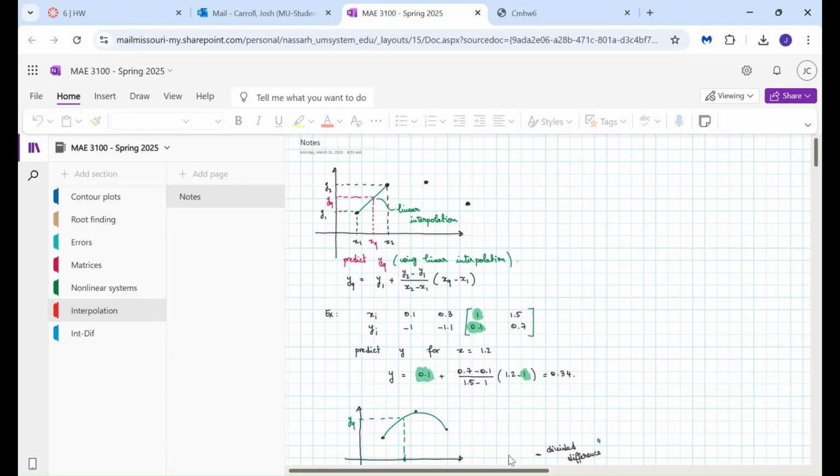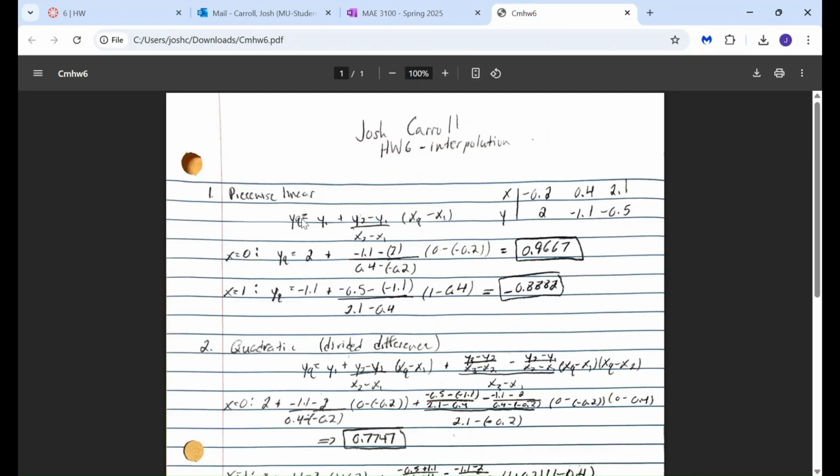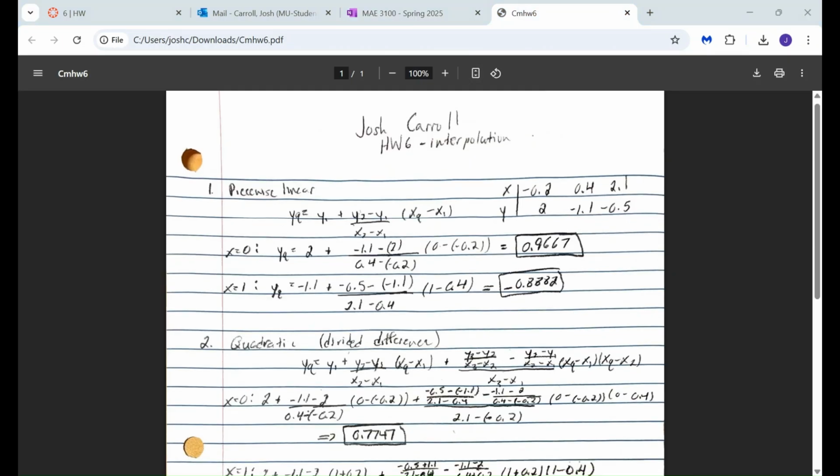Let me see, can you see these notes too? Okay, good.